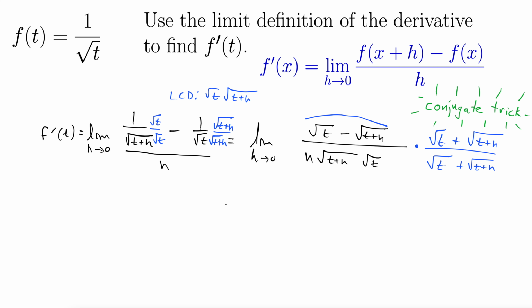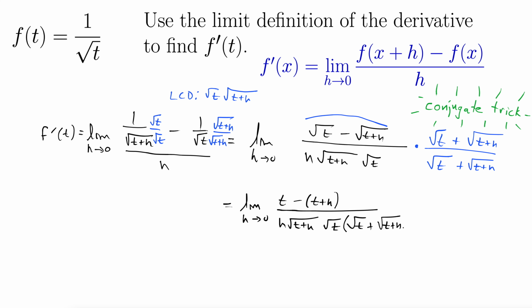Because look what it does to the numerator when we FOIL that together. We have the limit as h goes to 0. The numerator now becomes t minus parentheses t plus h. Look at that. Now, the denominator is a disaster. I'm not going to deny that. But we have cleaned up the numerator substantially. So in the denominator, we have h times the square root of t plus h times the square root of t times the quantity square root of t plus square root of t plus h.